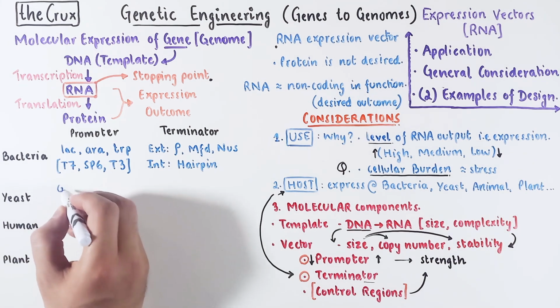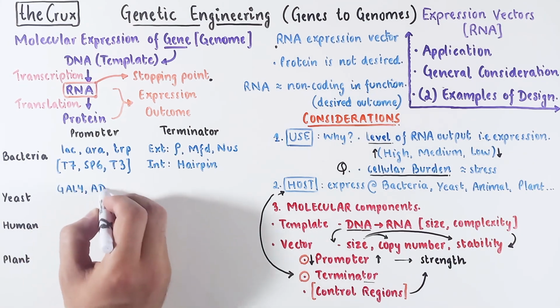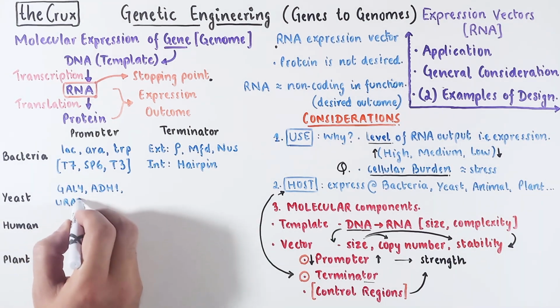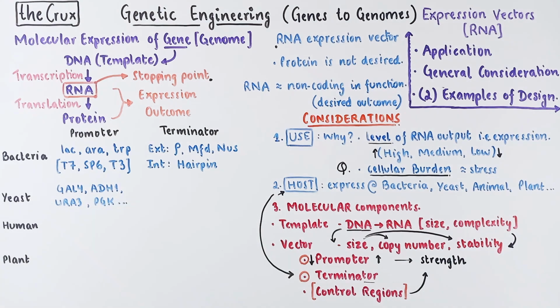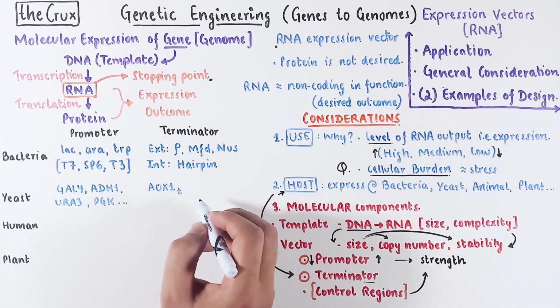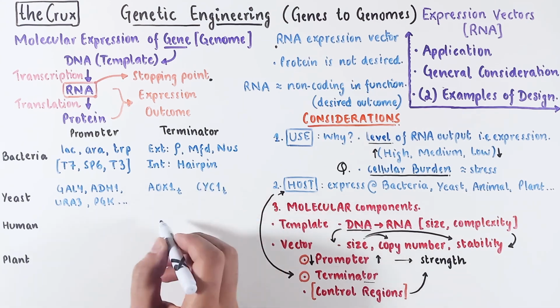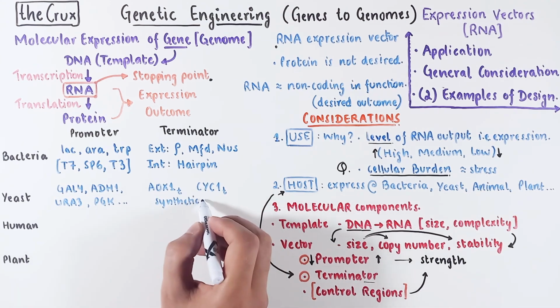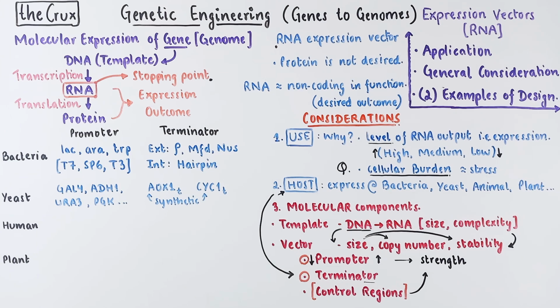Yeast promoters are typically derived from genes like Gal4, alcohol dehydrogenase, uracil synthase, and many more. The most common terminators in yeast are from the aldehyde oxidase and the cytochrome genes. People have also developed synthetic chimeras of these two, which may be more efficient in termination.